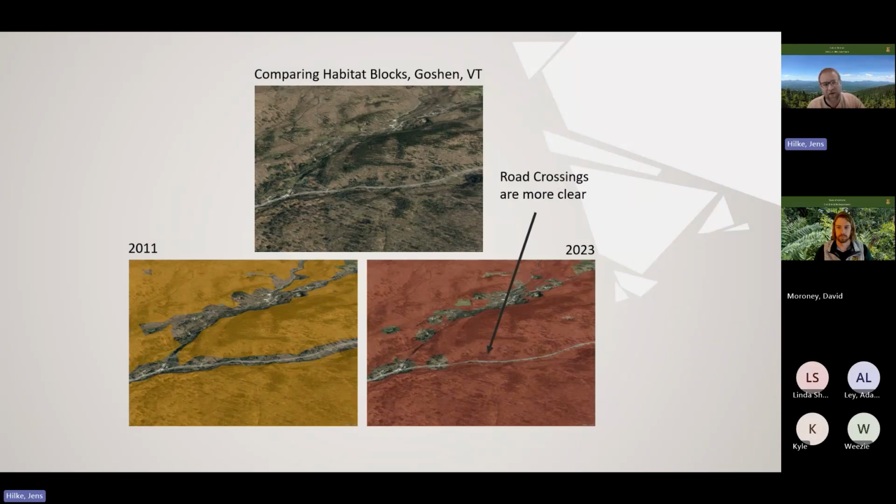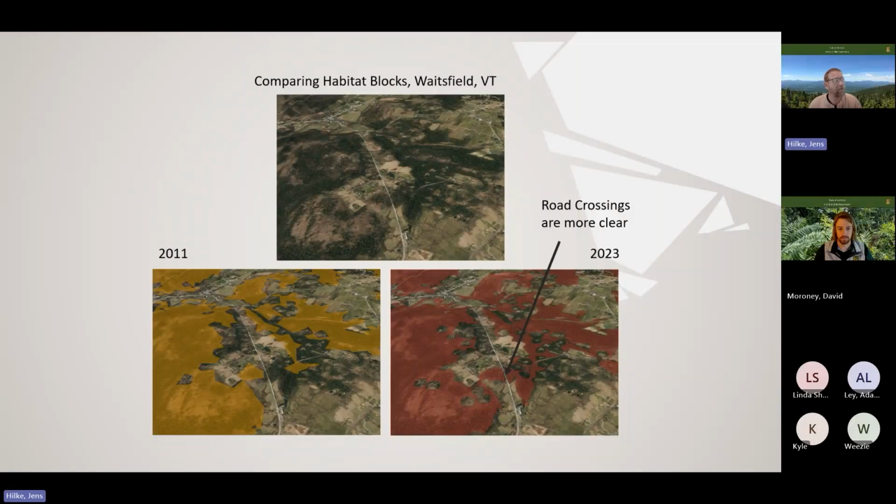And there are other places where there are habitats where we know there are houses, where we know that there are impacts because of that housing. And that probably isn't a great spot for road crossings. Here's another example from Waitsfield.